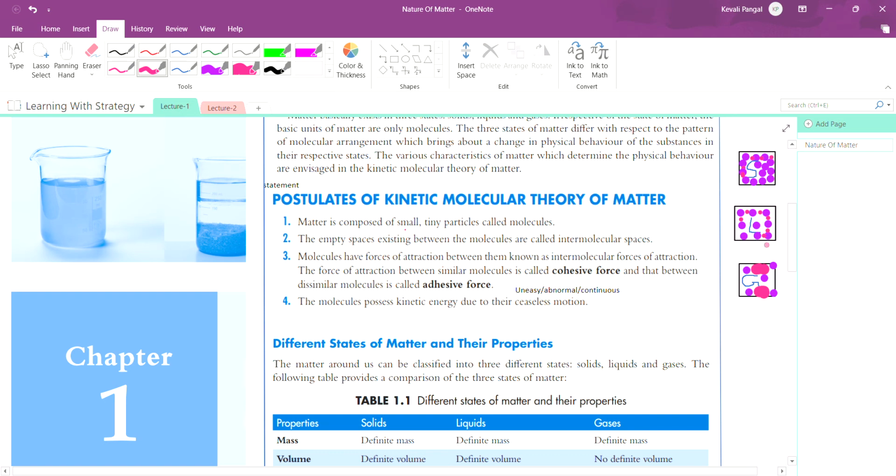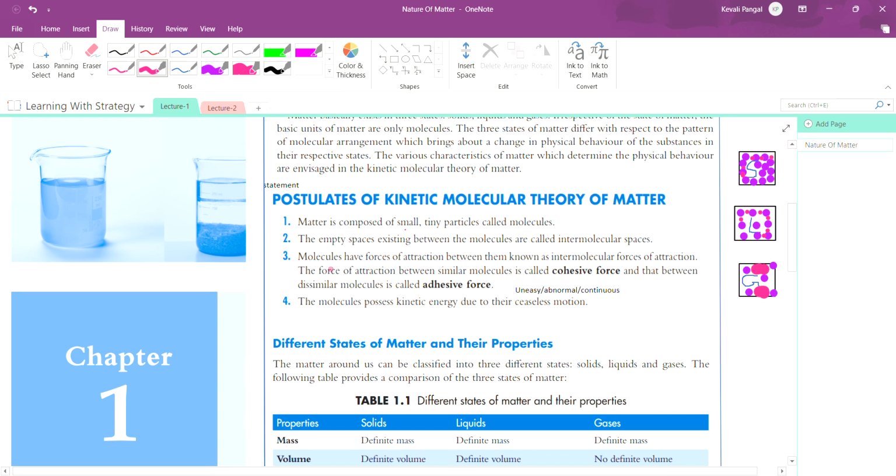intermolecular spaces. You might have studied in biology that there are some intercellular spaces in kinds of tissues. Likewise, there are some intermolecular spaces in matter between the molecules of matter. So the spaces existing between the molecules are called intermolecular spaces. The intermolecular space in solids is least, in liquids is more than in solids, and in gases is the most. Gas is the state of matter which has the most intermolecular space between its particles.